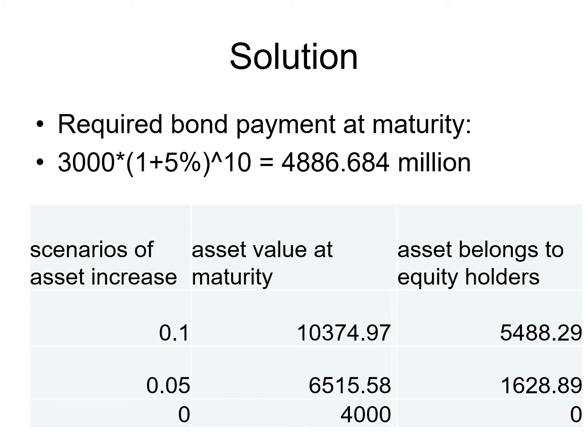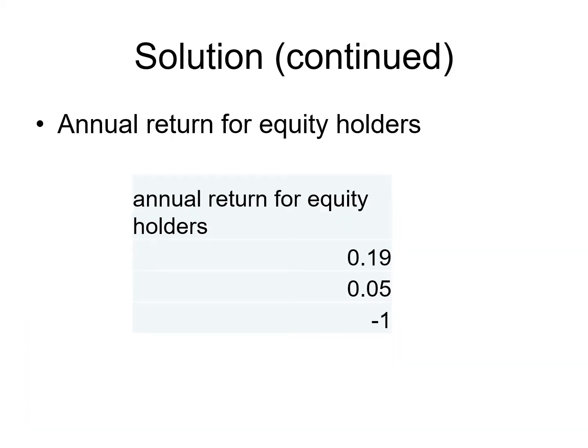The assets belonging to equity holders are the total assets minus the payment to the bondholders. So you can see that when the return is 0, the asset belonging to equity holders is 0, because the total amount of assets, which is $4,000 million, is less than the amount paid to bondholders, which is $4,886 million. So the leftover for equity holders is 0. And annual return for equity holders are 19%, 5%, or negative 100%.